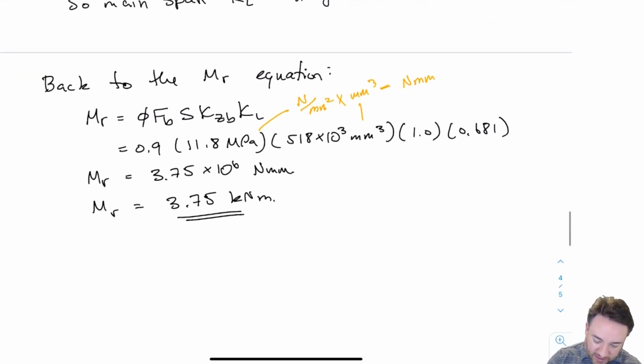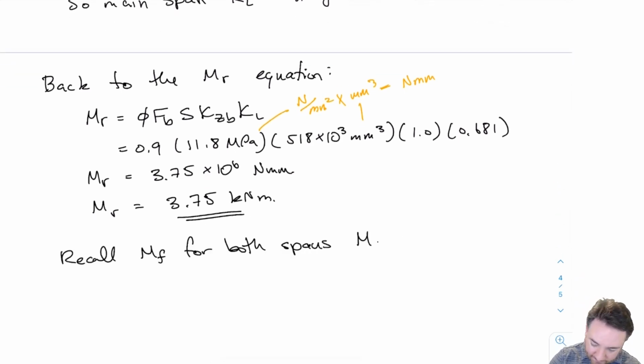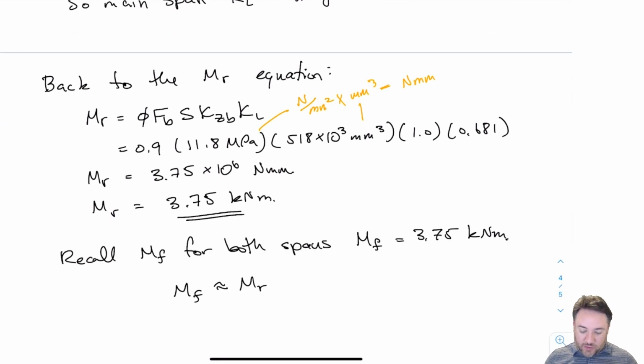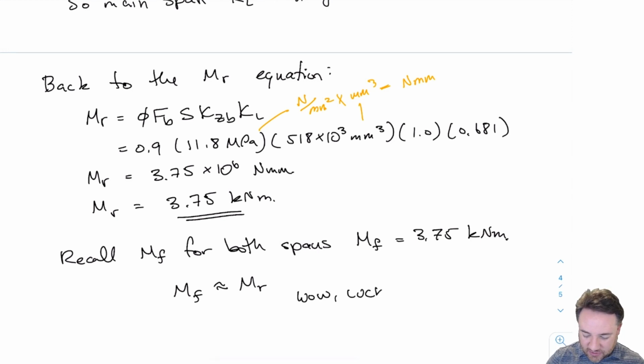Now, if we can compare, we'll recall that the MF actually happened to be exactly 3.75 kilonewton meters. So, wow, very lucky of us. Actually, if I used 0.680 instead of 0.681, I would have got 3.74, which would have been slightly under, probably still okay. But, you know, wow, this is lucky, but actually I just made this question up. So I put the load on so that it would actually be close.